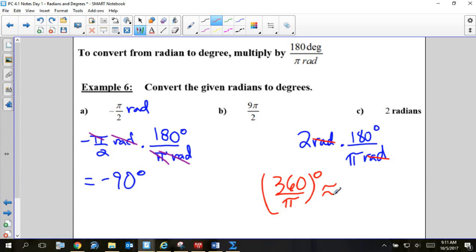You guys know there's a pi button on your calculator, right? Do not type in 3.14. So I get 114.59 degrees, and it's approximately.